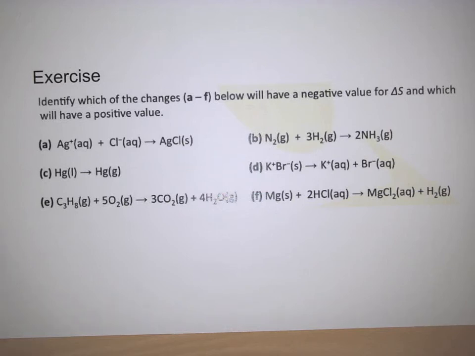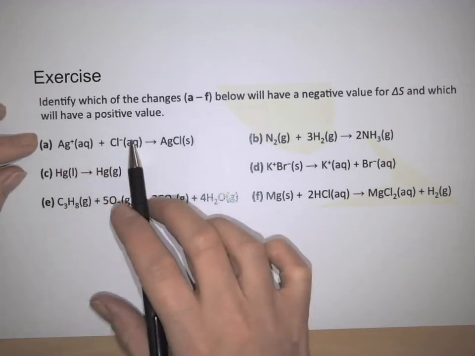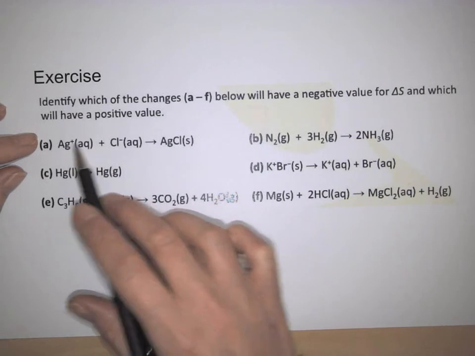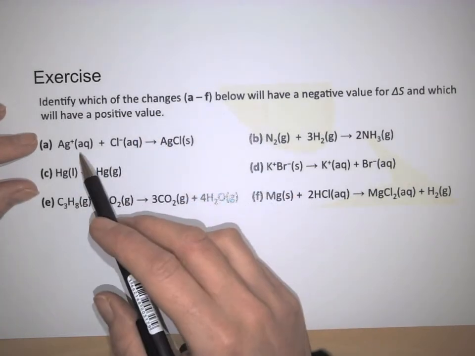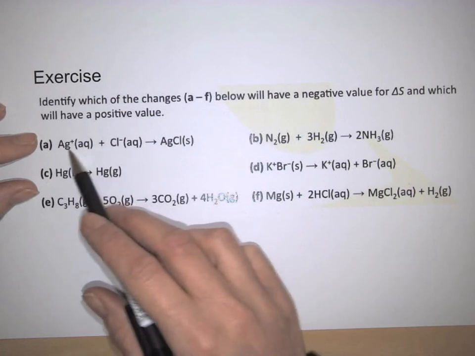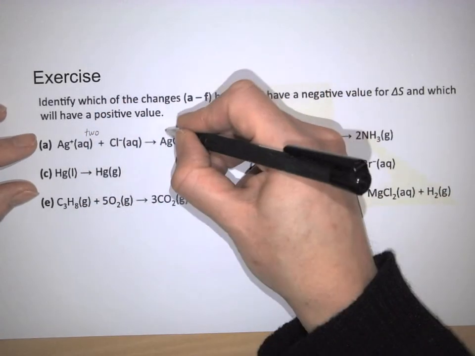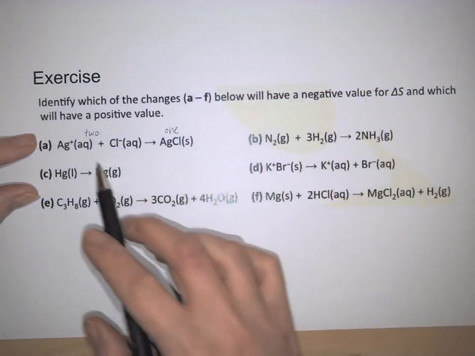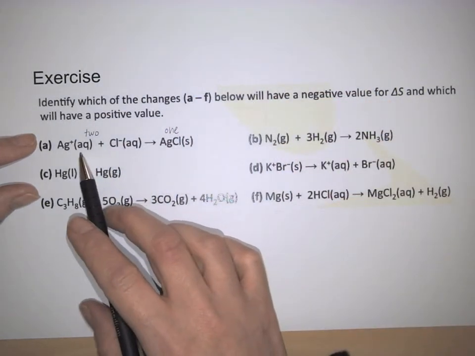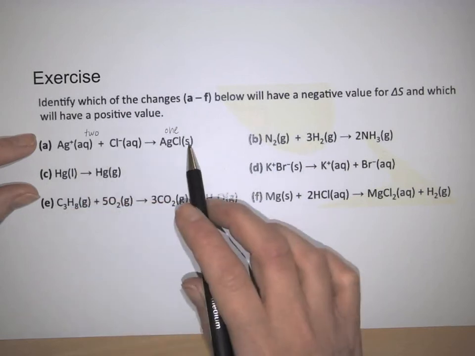So we can take the first one here. In this case, you see we have aqueous state to solid state, but we can also see that we have a decrease in the number of particles. We have 2 particles on this side, and we have 1 on this side. And also we can see that we get to a more ordered state. Aqueous state is more disordered than the solid state.